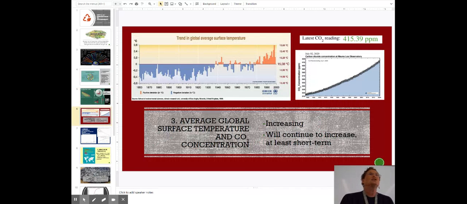So then the average global surface temperature and CO2 concentration, carbon dioxide concentration, is increasing. It will continue to increase, at least in the short term, until we really make a concerted effort to decreasing the amount of carbon that we're putting into the air. So this is an ongoing big thing, and it is an important environmental indicator towards sustainability. Got to get this under control.